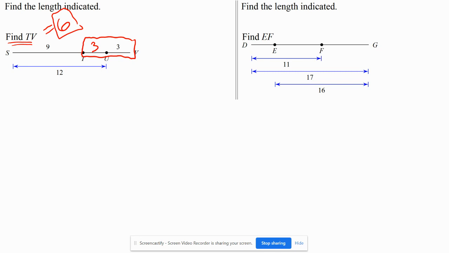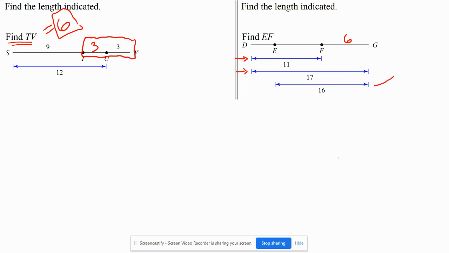Now, for my other example, let's take a look at the first blue, the segment DF, and the segment DG. I know the whole segment DG is 17. I know part of it, the segment DF, is 11. Let me subtract those. 17 minus 11 is 6. Whatever I get here, I subtracted those, and that's how I got FG. So that's 6.